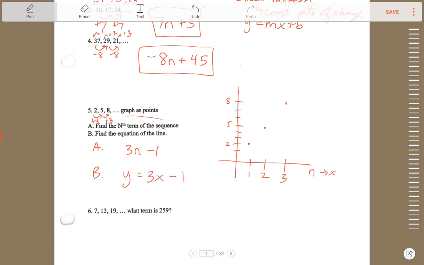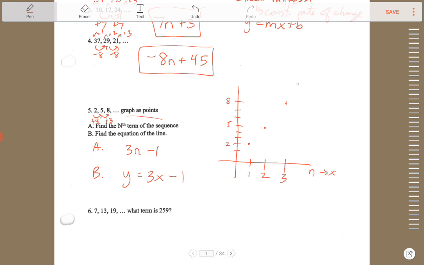Okay. Now notice here, I have these points, but I'm not going to connect them. Because if you were to connect them, that would mean that you can actually have a term number of like 1.1 or 1.5, but we really don't. This sequence actually is the way it is. It's 2, 5, 8, and so on.